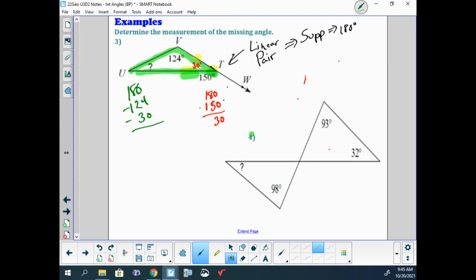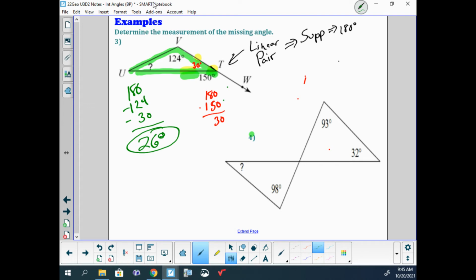I did not come prepared with a calculator. I apologize. 180 minus 124 minus 30 is 26. And that is the final answer.